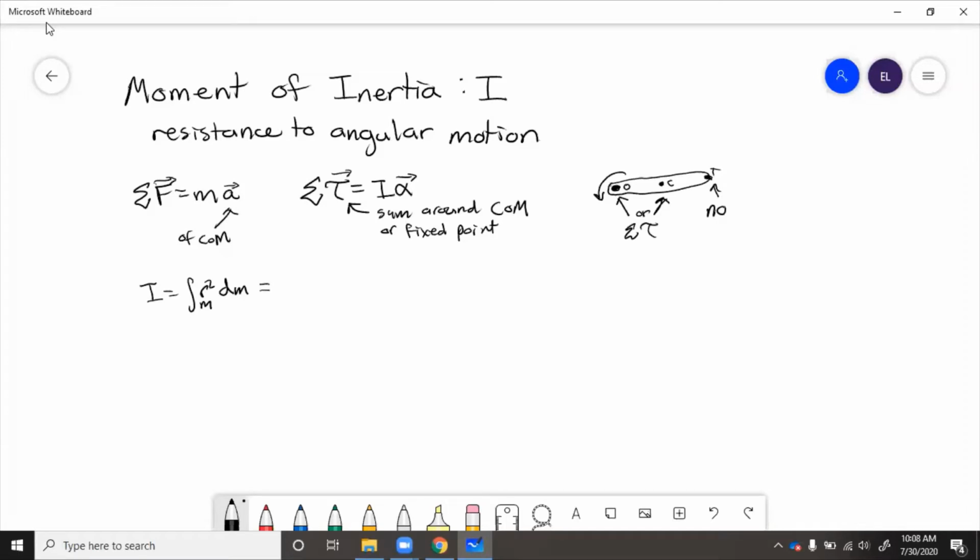So this also can be, if you don't exactly know mass, but you know volume, you can do integral over volume of r squared times density times dV. So you can calculate this.